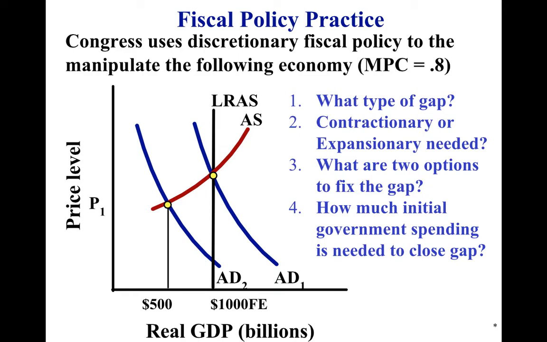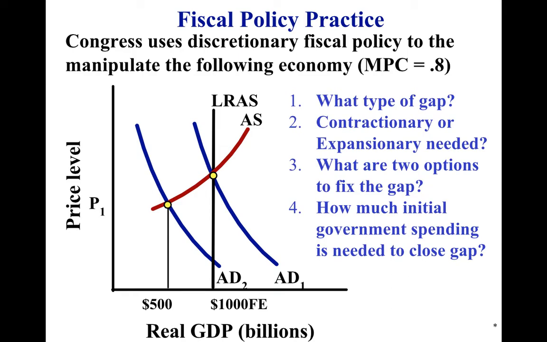That is a recessionary gap because it's to the left of the LRAS, which means we need expansionary fiscal policy, which means there are 2 options. We're ignoring the combo platter. You can increase government spending or decrease taxes. Okay, so let's go with increased government spending. How much do we need to close the gap? So the gap is 500 billion.